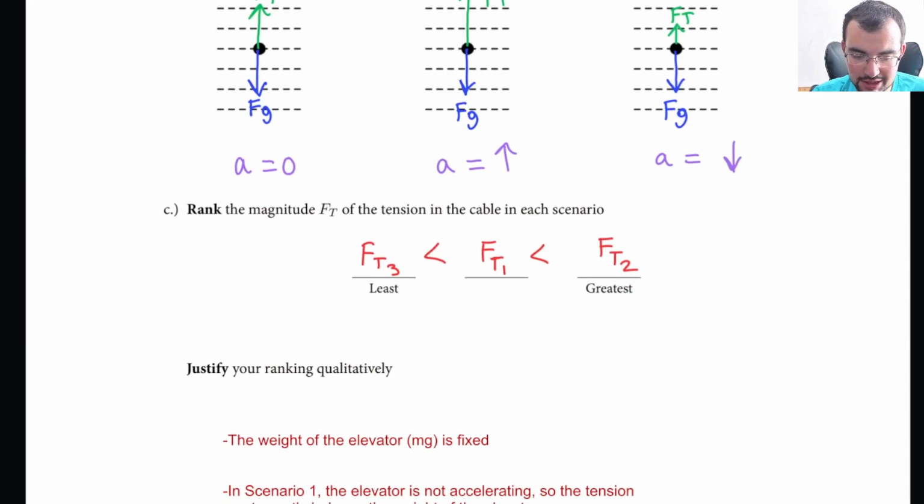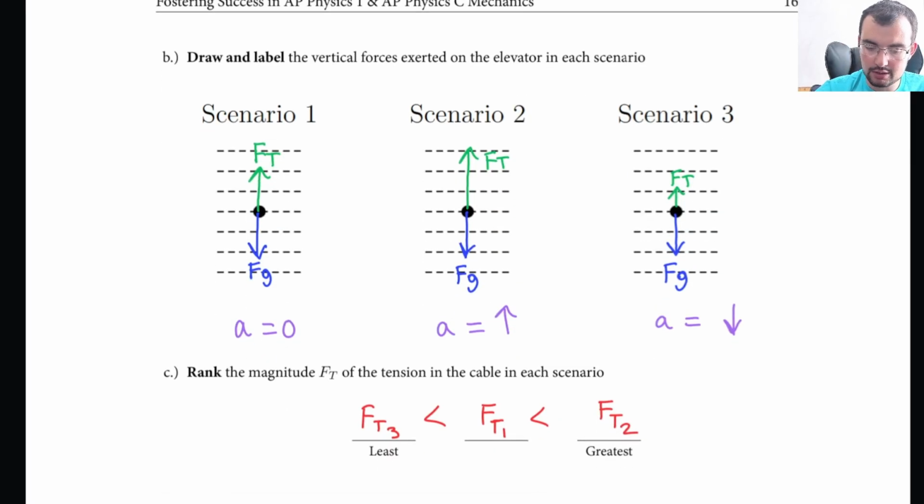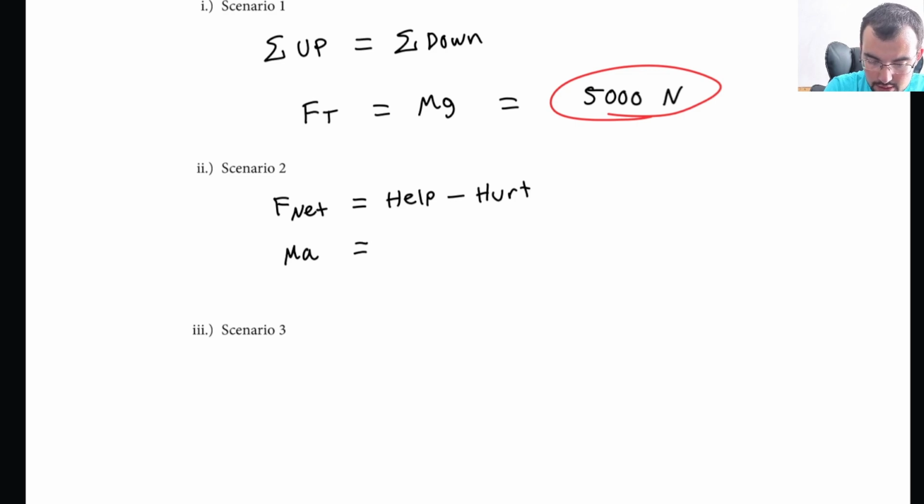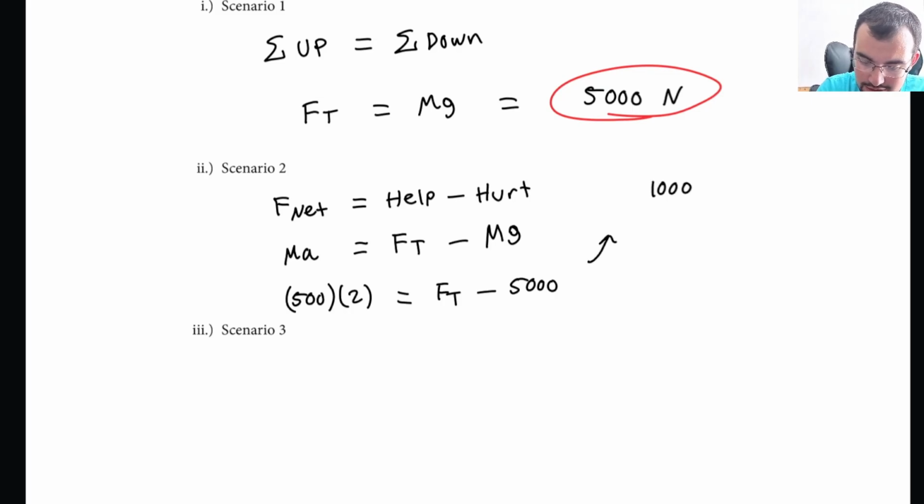What is helping my system accelerate in scenario 2? Well, what is helping the velocity? The velocity is going up. So tension is helping the velocity. So this would be Ft. And then what is hurting the velocity? Well, that would be mg. So now we can just do some plugging and chugging. Our mass is 500, and our acceleration was 2 meters per second per second. So this gives us 1,000 equals Ft minus 5,000.